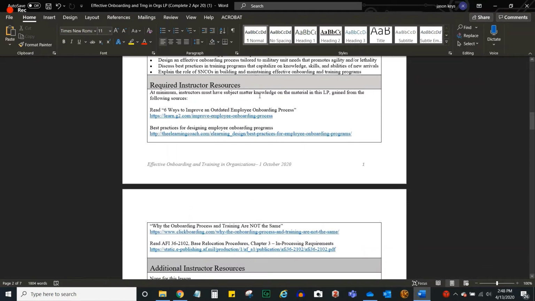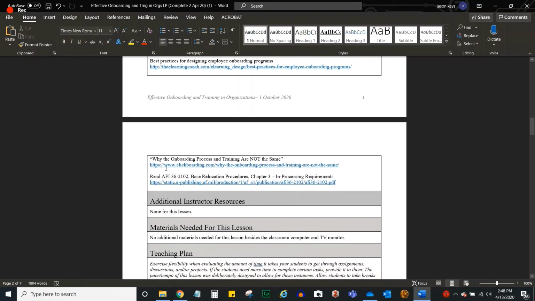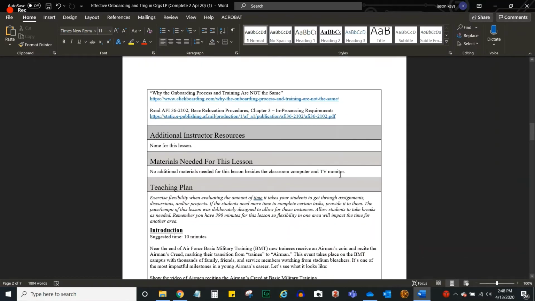For required instructor resources, there's only a few different articles that we need you to read. So these 3 articles here. And then finally, this AFI, specifically Chapter 3, in processing requirements. So we didn't know this until we started building this module, but there's an actual AFI out there that has your actual no-kidding requirements that you need as far as in processing goes. And so how are you going to build an onboarding process if you don't know that, right?